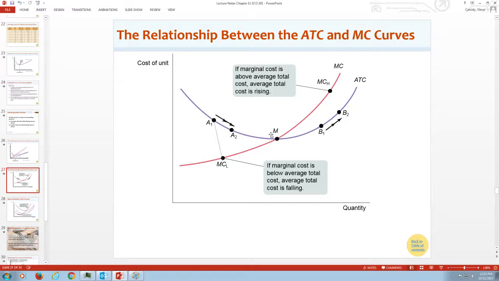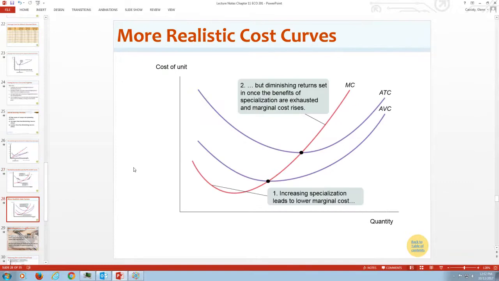And so, again, like I said, if the marginal is above the average total cost, then the average total cost is increasing. If the marginal is below the average, then that's going to be bringing the average down, and they'll cross at the point where average total cost is minimized. So we could think about this. In the beginning, specialization leads to lower marginal cost. But then at some point, we'd see that the average variable cost would rise.